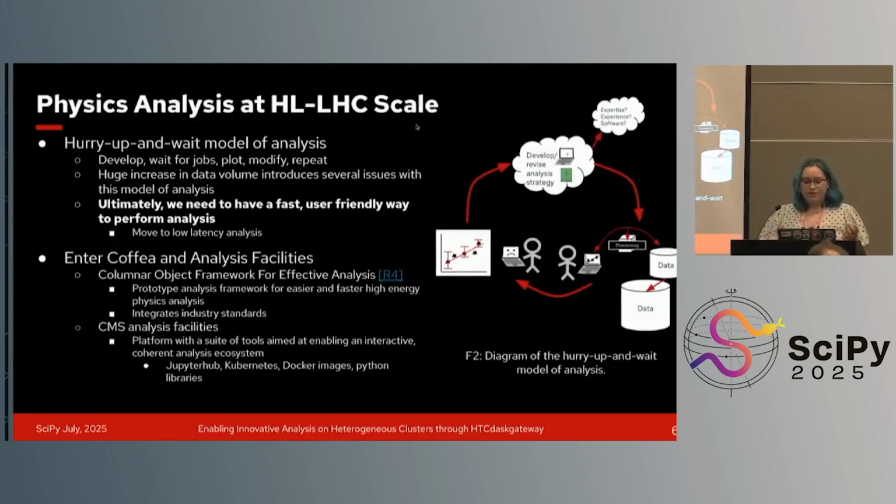So in order to do this, there are two sides: analysis and infrastructure. And this is where things like Coffea and CMS analysis facilities come in. Coffea is the Columnar Object Framework for Effective Analysis. This is more on the analysis side, and it helps with easier and faster physics analysis, and it integrates industry standards. And then on both sides, there are analysis facilities.